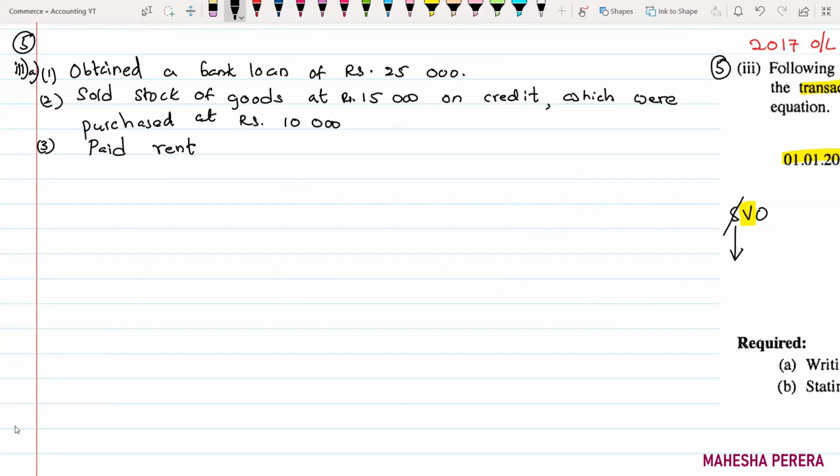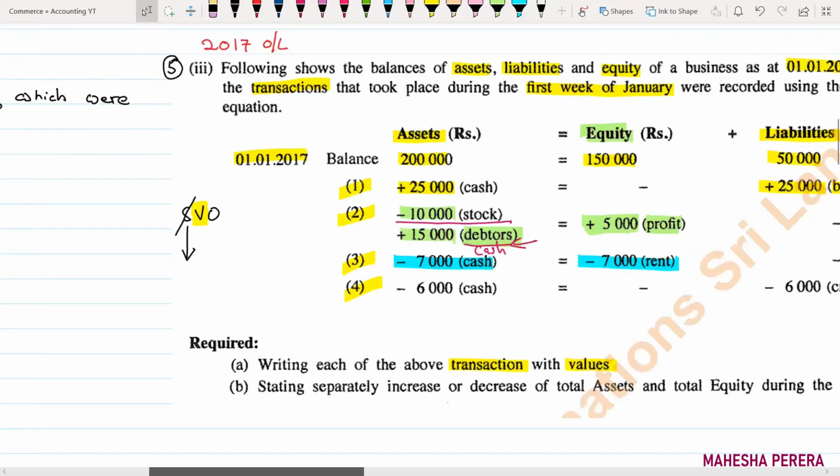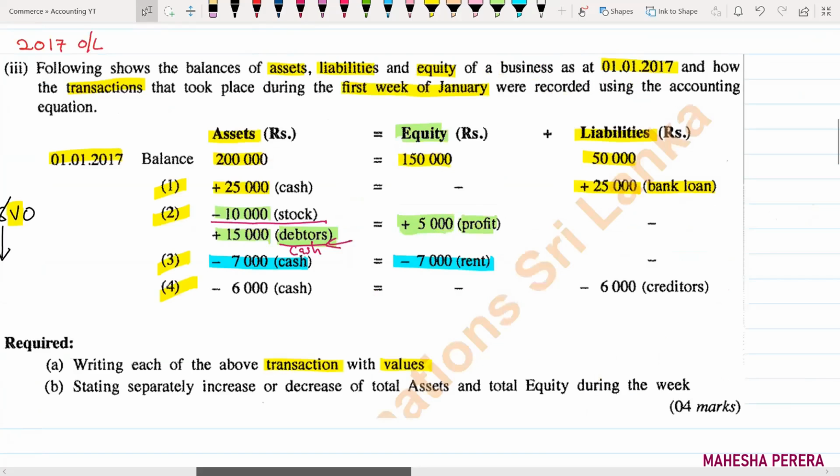Even rent is enough because it is paid, no? So paid rent, how much? 7,000 rupees, no? Paid rent of 7,000 rupees. Okay? Simple one, right? Next transaction. What are the impacts? Cash minus, creditors minus. Right, what is this?